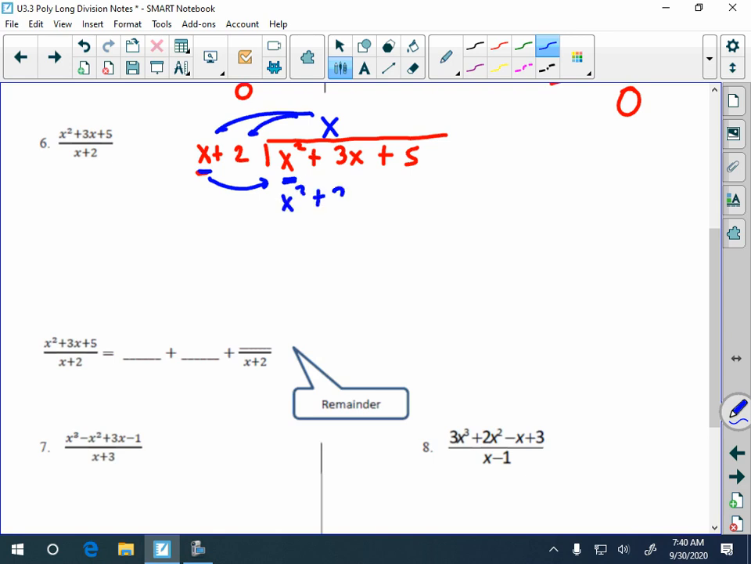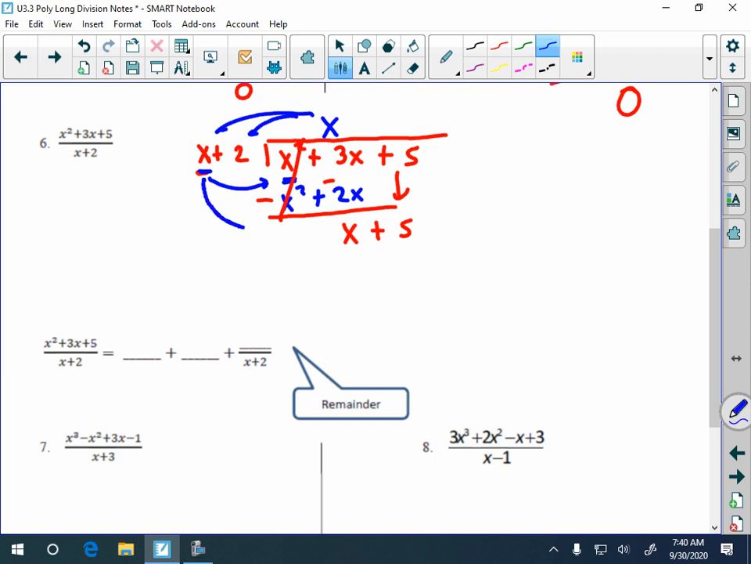Take the x and distribute it over to both. x squared plus 2x. Draw my line. Don't forget to change both signs to their opposites. Add down. First terms cancel. 3x minus 2x is 1x. Bring down that plus 5.